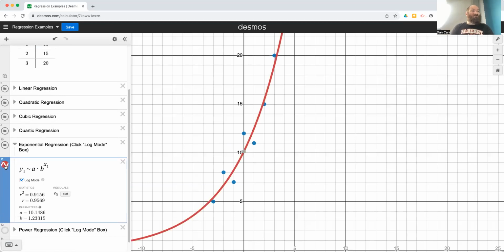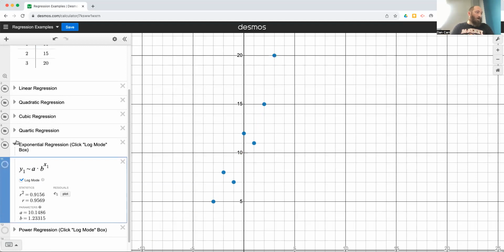Now let's take a look at that. Not bad. Okay, it's a pretty decent fit to that one as well. Again, if you think you see a curve to it, maybe it's an exponential. Okay, so this is me putting x in as my exponent, and then a and b are my parameters here. But again, click log mode.